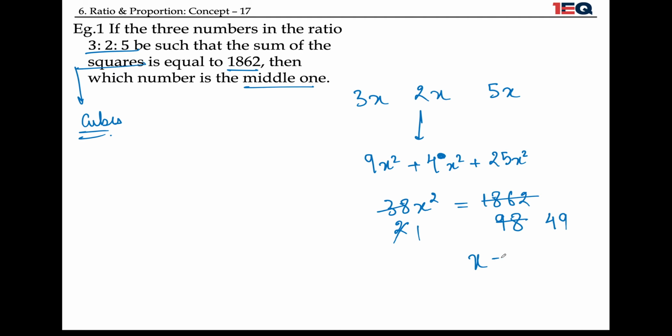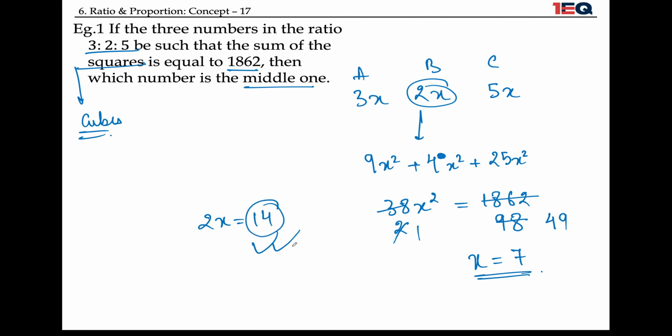So the value of x is nothing but 7. When the value of x is 7, we have already assumed that there were three numbers a, b, c, which were 3x, 2x, and 5x. So I can quickly use this value of x and multiply it by 2 and call it 2x, which is equal to 14. And this is my outcome. The middle number is 14.